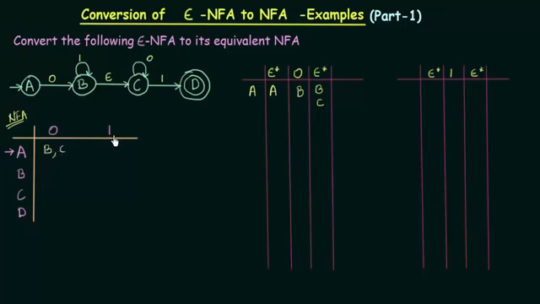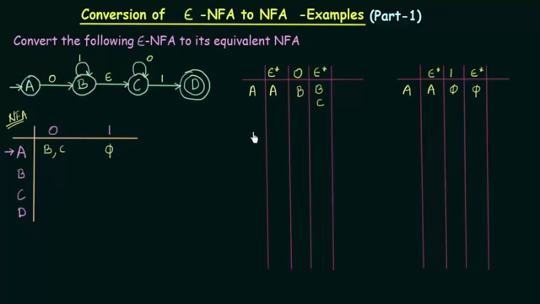Now let's see input 1. A on input 1, what will happen? We have to find the epsilon enclosure of A, which is A itself, and A on input 1, where does it go? A on input 1 does not go anywhere, so it is phi. Since it is phi, here also it will be phi. That means A on 1 will not go anywhere in the NFA.